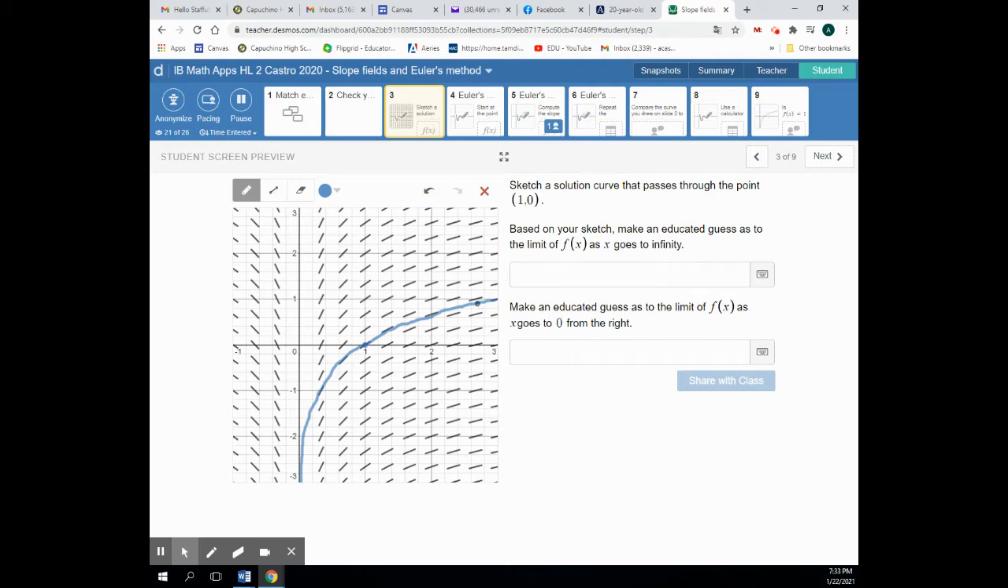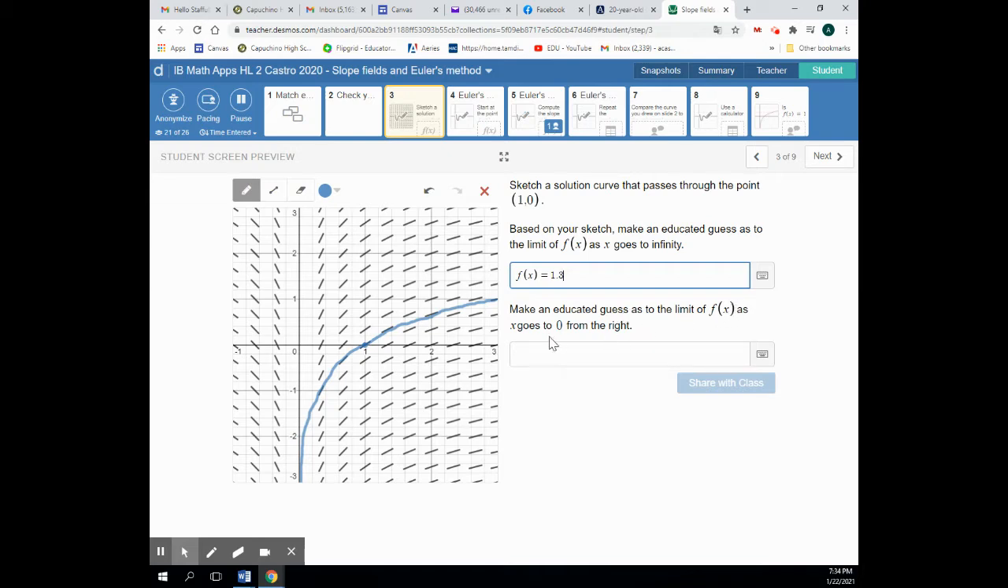And I would say maybe around 1.3. Yeah, I would say that f of x is probably going to go to maybe 1.3, something like that. 1.3, maybe 1.5. Just guessing.